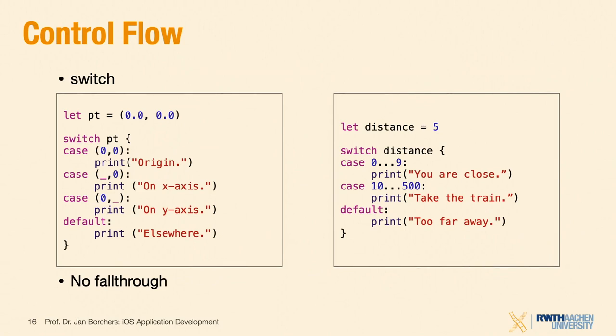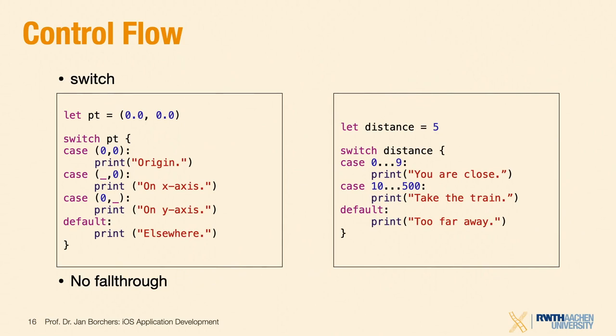They were basically like address labels from assembler, where you would jump to, and there was nothing keeping the program from running through. That's not the case in Swift. In Swift, automatically at the end of a case, the switch statement is exited. So that's something to be aware of. I hope you've never used fall through in C as a programming construct, because it's really tough to read. But if you did, don't do it here.